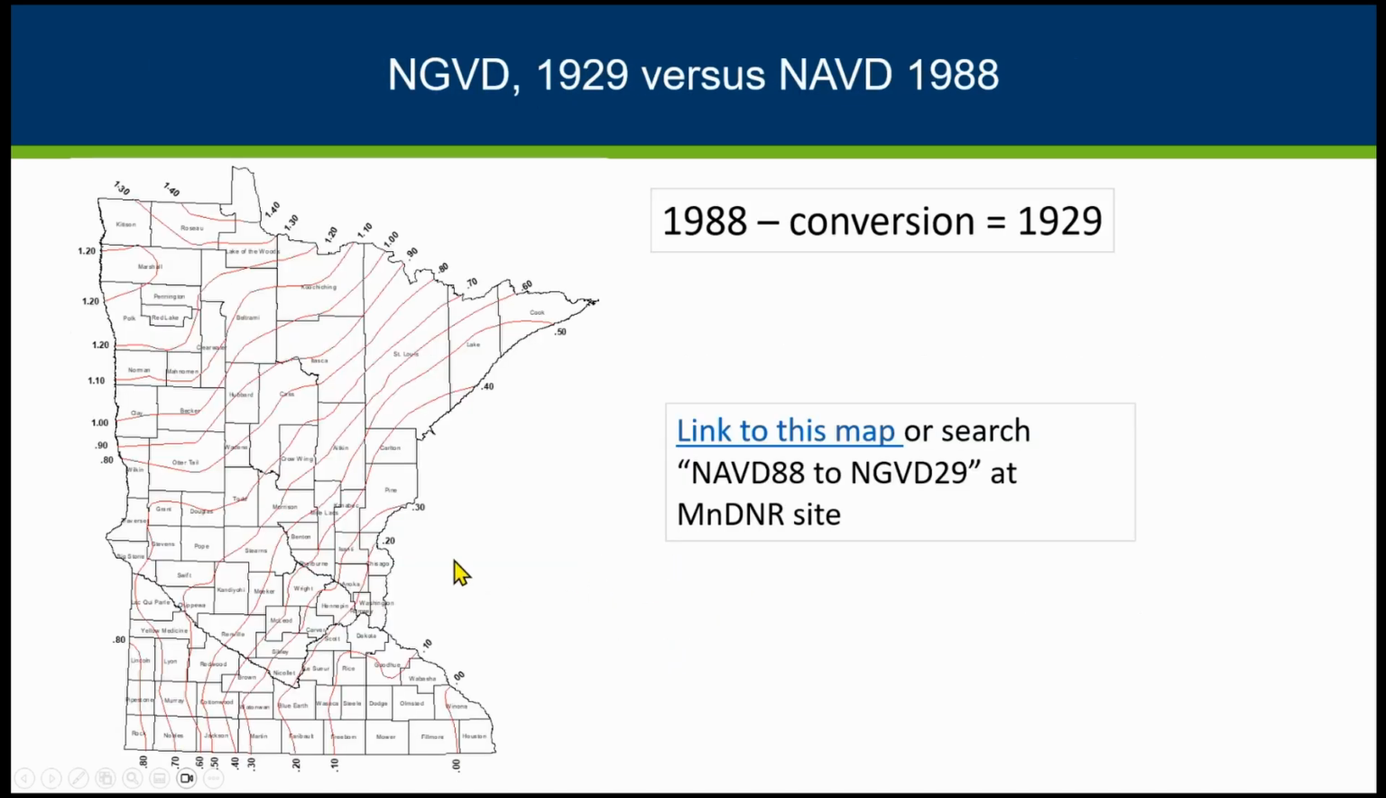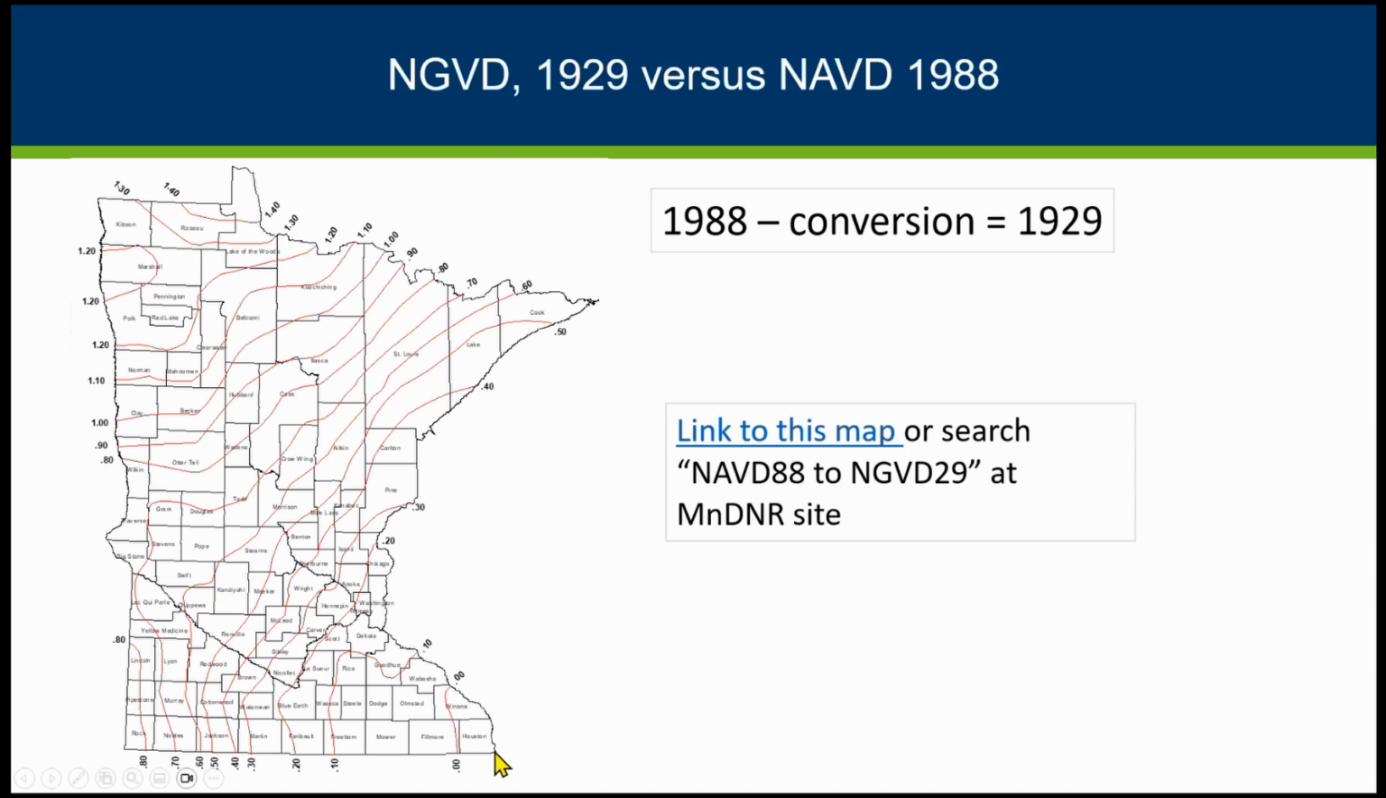One other thing to mention is that in the newer maps, we're using the 88 datum. The old one was 1929 datum, and in many cases the flood elevations didn't change, but maybe the datum did. So it'd be like referencing temperatures in Fahrenheit versus Celsius. We didn't change that temperature. We're using a different reference point.